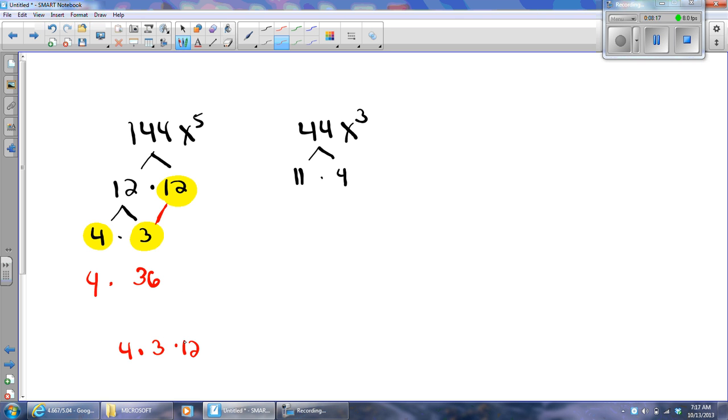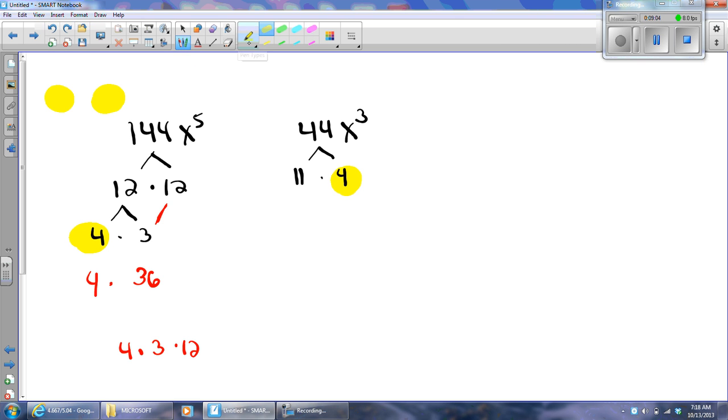I can mix and match these in different ways. I can multiply these 2 first, get 36. Therefore, 4 times 36 is 144. Okay, this is a very important skill when trying to determine the greatest common factor. So now, as I look here, I see I have a 4, and over here, I have a 4 as well. There we go. So part of my GCF is going to be a 4. That's going to be the greatest number that goes into both 144 and 44 evenly.